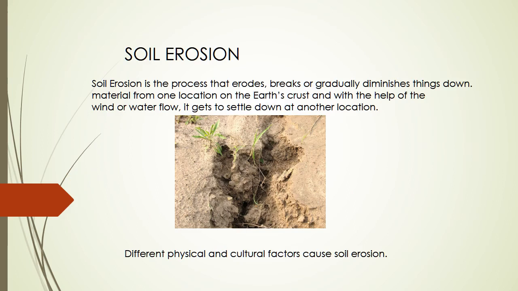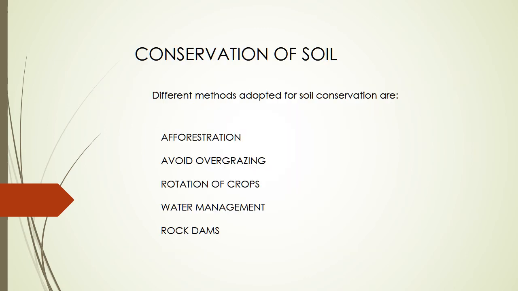Soil erosion. Do you know the meaning of the word erosion, children? Erosion means किसी चीज का खराब हो जाना या spoil हो जाना. Soil erosion is the process that erodes, breaks or gradually diminishes things down. Material from one location on the earth's crust, with the help of wind or water flow, gets to settle down at another location. There are different physical and cultural factors which cause soil erosion. The physical factors and the cultural factors are deforestation, overutilization of land, overgrazing, and adoption of unscientific farming methods.